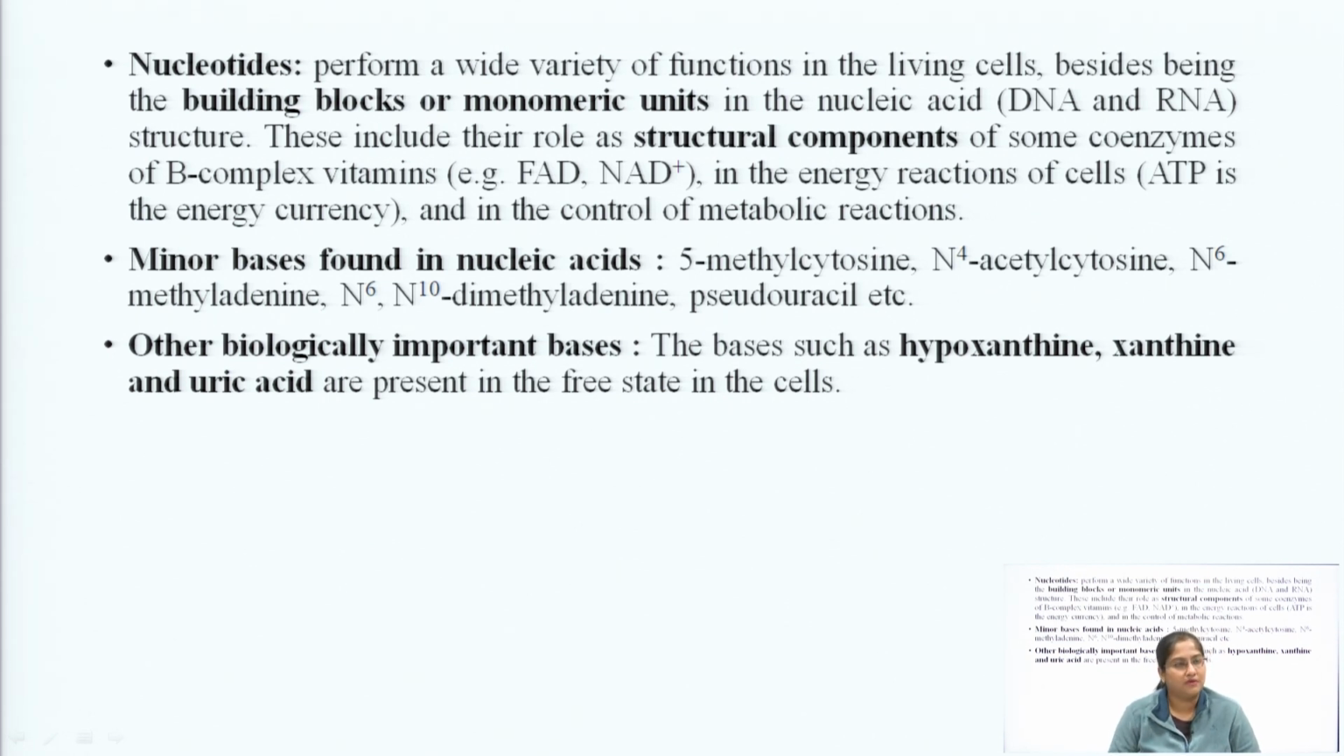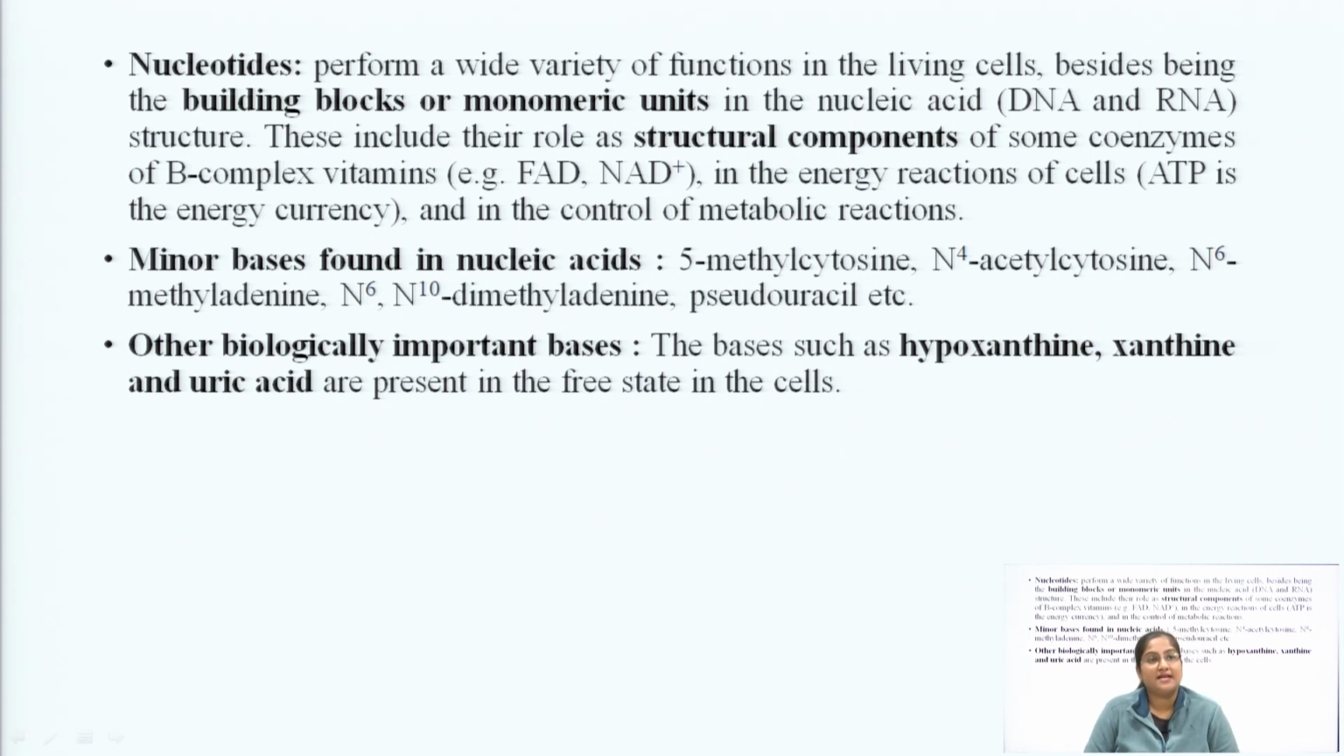Now, nucleotides perform a wide variety of functions in the body. They give us the building blocks or monomeric units, the structural components of DNA and RNA. At the same time, they also form some of our coenzymes of the B complex vitamins, that is FAD and NAD positive, and they also help in the production of ATP, which is our energy molecule, our main source of energy. So, nucleotides give more than two to three functions in our body.